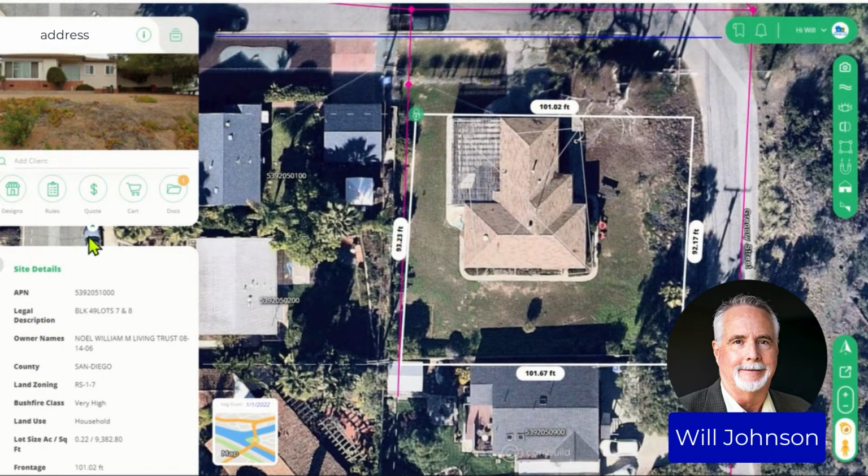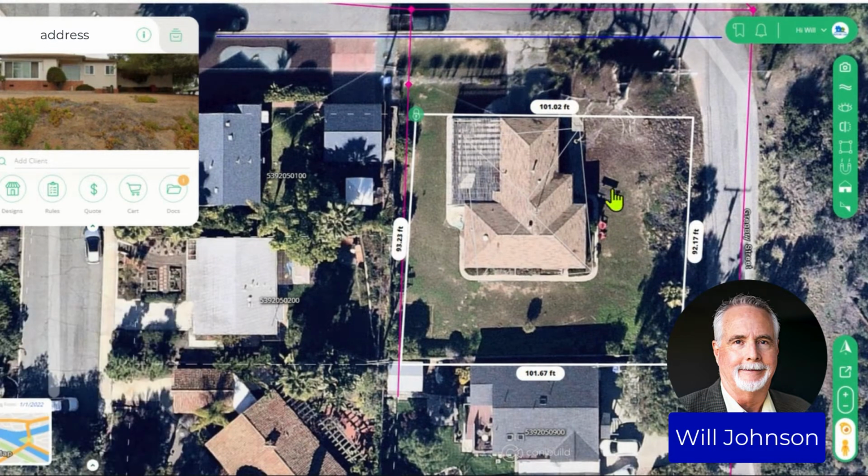As you can see, this immediately gives me a nice visual of the property line, measurements. It also shows me where some utility services are, so I can see the water connection, electrical, sewer. This becomes important in the overall construction process.